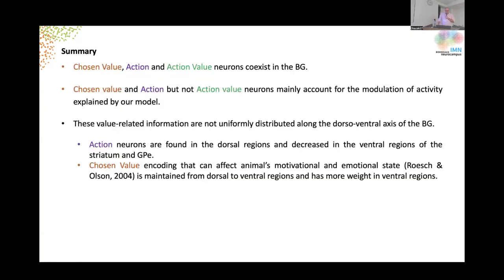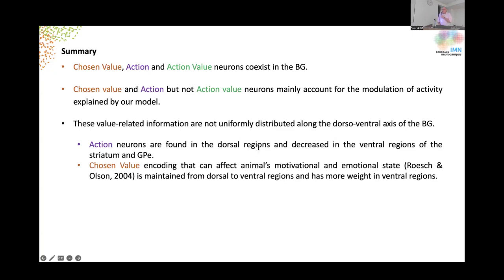So what we can get out of this is that chosen value, action, and action value neurons coexist in the basal ganglia. Chosen value and action neurons, but not action value neurons, mainly account for the modulation of activity explained by our model. Value-related information is not uniformly distributed along the dorsoventral axis of the basal ganglia. That was our working hypothesis, so we are happy to find that.